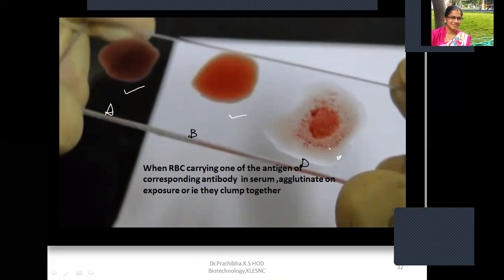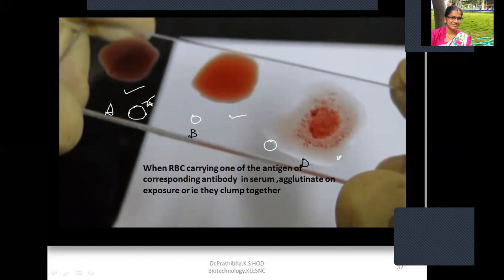When clumping can be seen, what kind of blood group is this? For example, we have taken the same drop of blood. Just imagine this is the RBC cell surface, the same RBC, and this is also the same RBC. In this RBC, we have put the A anti-serum. When there is no antigen A, this anti-serum A does not react with the RBC, and this will be a clear solution.